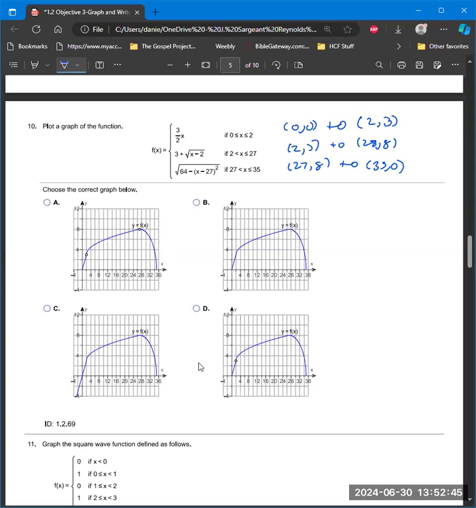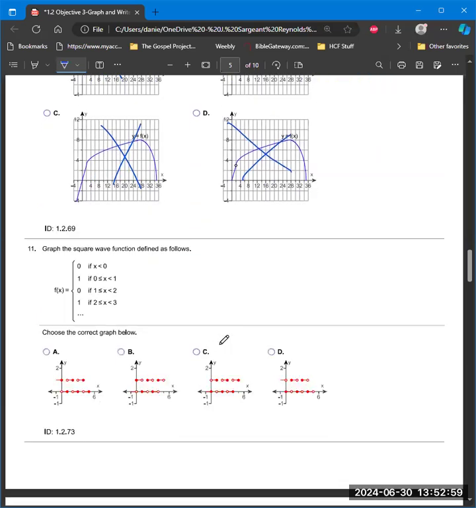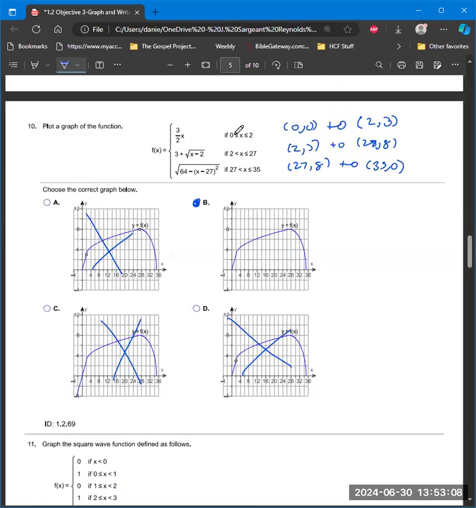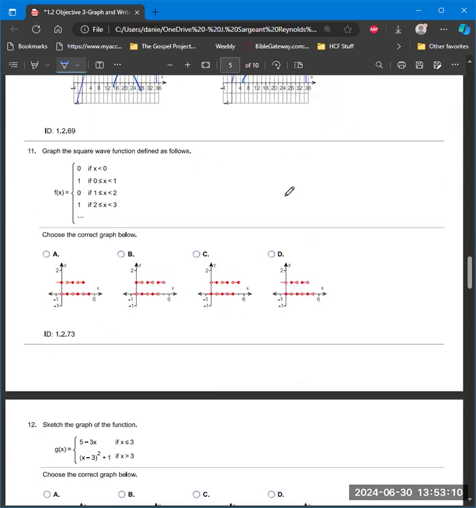Nothing should be missing here because all the holes are plugged up. Can't be this one, can't be this one, can't be that one because there's no holes in the graph. So it's got to be B. The reason it can't be this one is it can't be down here left of 0, since we start at 0 here. All right, graph the square wave function as defined.